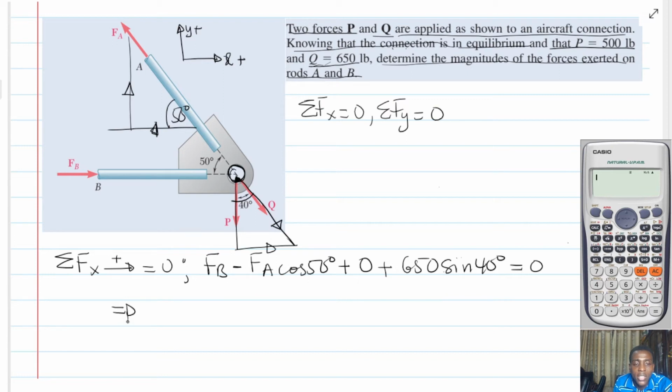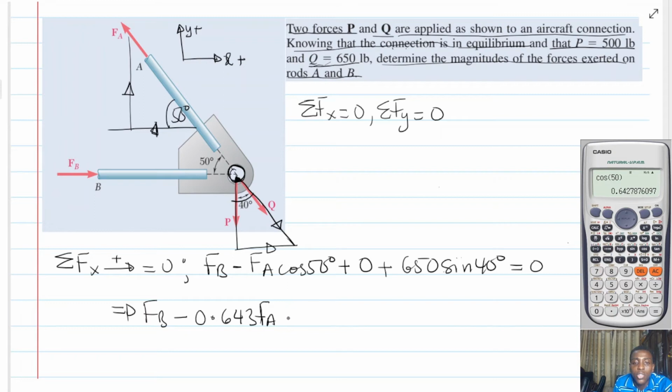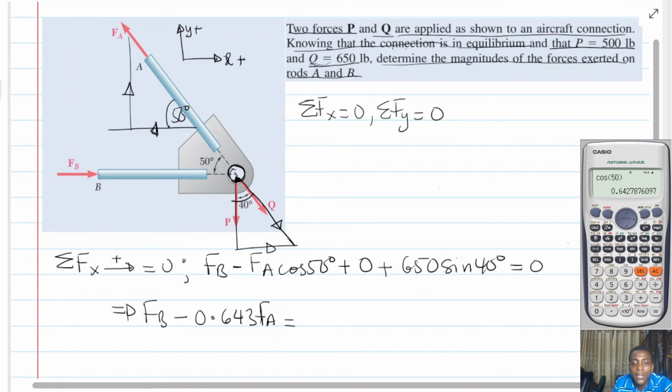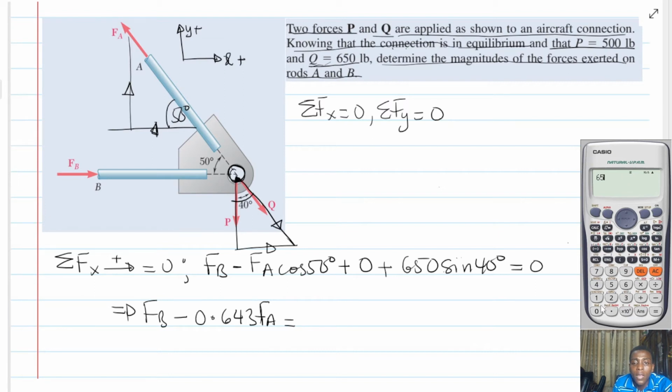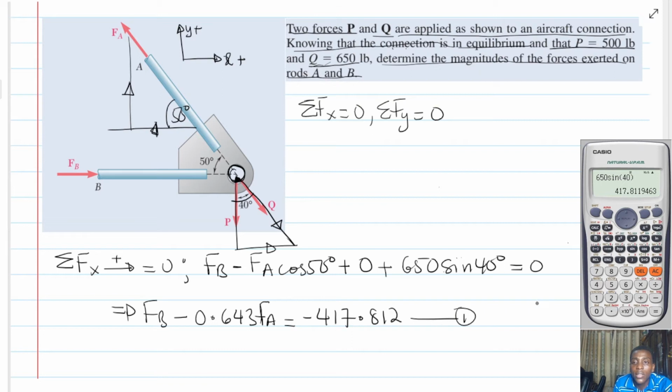Let's try to rearrange this. Cosine 50 is going to be 0.643. So I'm going to do FB minus 0.643 FA should be equal to, so I'll send this one here, 650 sine 40. So 650 sine 40 is 417.812. So FB minus 0.643 FA equals 417.812. Let's call this equation 1.